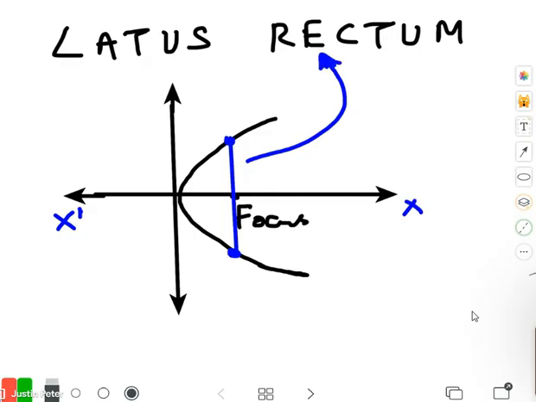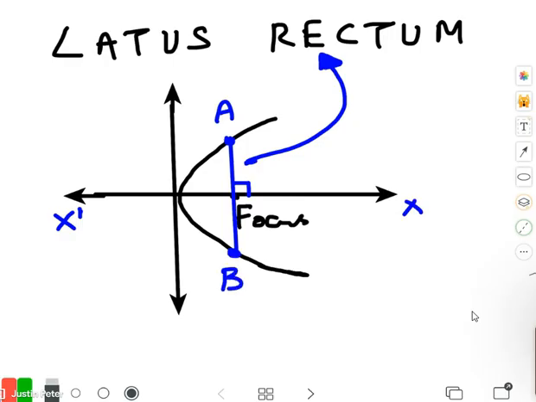Latus rectum. You understand the definition of a latus rectum? A latus rectum is a line segment which must be perpendicular to the axis of a parabola and whose endpoints must lie on the parabola. And this line segment should be passing through the focus as well. There are three things: perpendicular to the axis, the endpoints must be on the parabola, and it should pass through the focus.